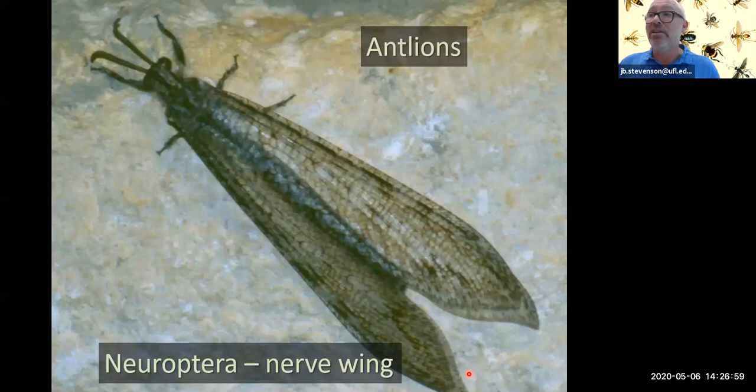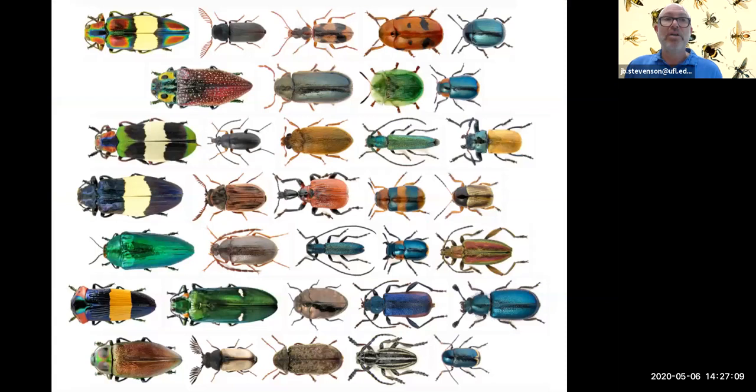Our next group is the largest group of insects. If you ever get bored, start studying beetles. You'll be doing it for the rest of forever. You can see a huge variety in shapes and sizes and colors, but all beetles are based on the same basic outline. They're called the coleopterans because they have the modified forewings that protect the hind wings. Huge diversity in feeding habits. They're all over the world.